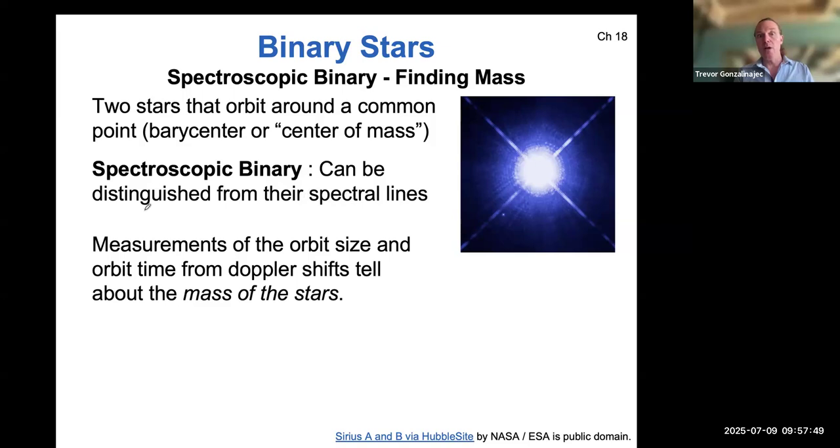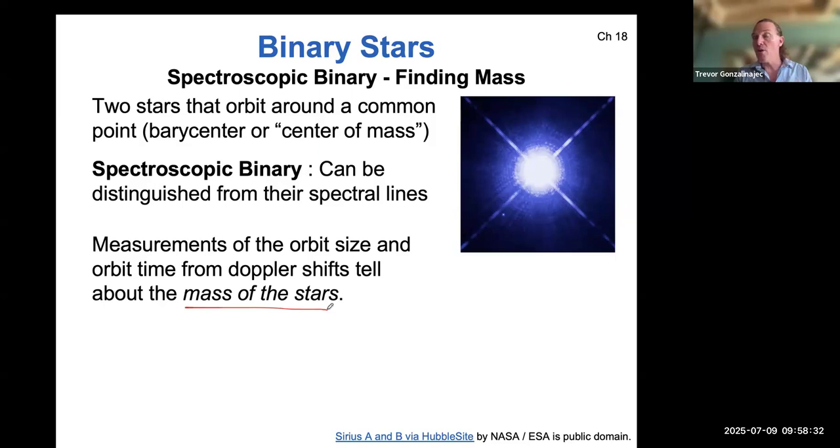Okay, so from this data, from the spectroscopic binary, measurements of the orbit size and orbit time from the Doppler shifts tells us about the mass of the stars. So we finally got to what I pitched as the main idea, the main reason to care about this, that this binary system and the measurement that's made with the spectroscope and knowledge of the Doppler effect can lead to an indirect but reliable measurement for the mass of the stars. And it's going to be using Kepler's third law.